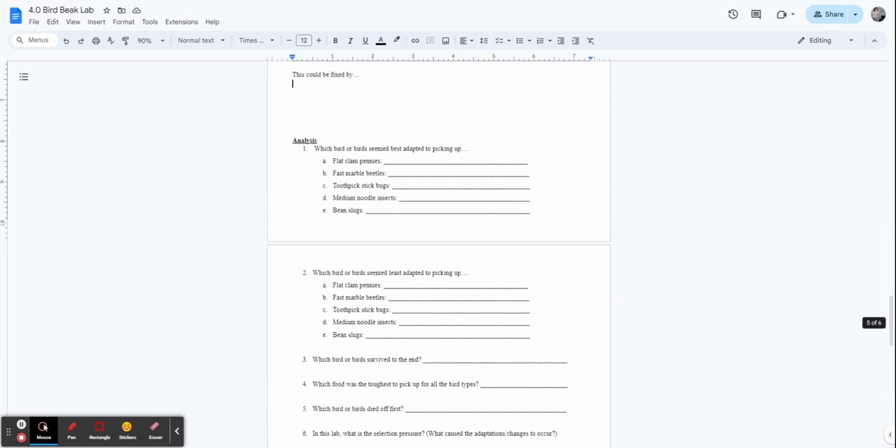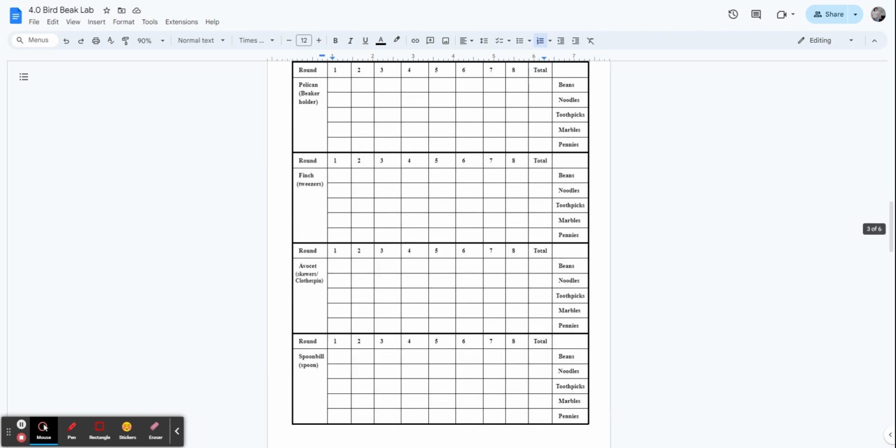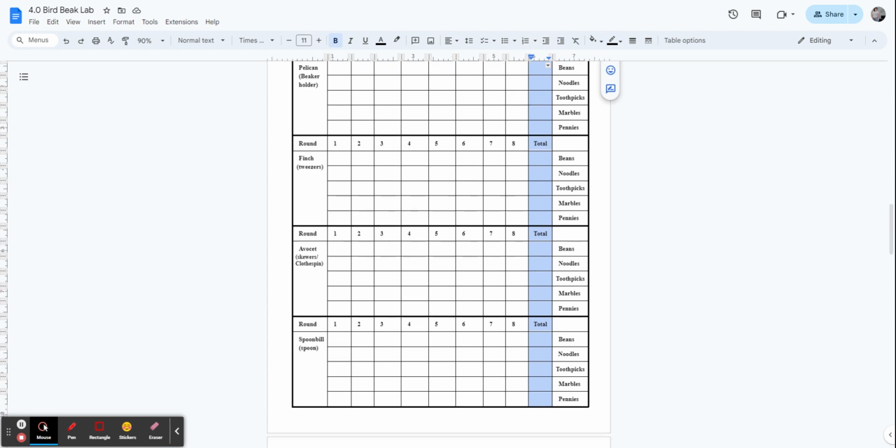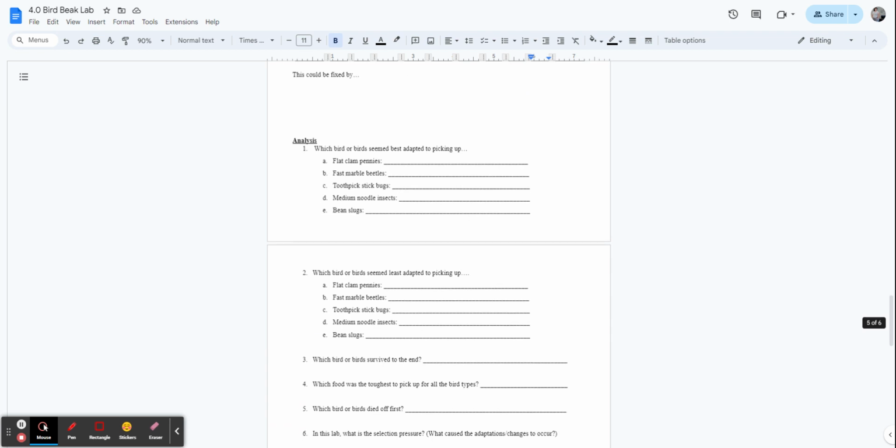Once you have all of this done, you need to answer your analysis questions. Analysis question 1, which bird or birds seem to be the best adept at picking up, and then it has each of the foods. Basically here, you're just looking at which bird picked up the most of each type of food. That is what the column for totals here helps with. So whichever bird has the most beans, they're the most adept at picking up those, and so on. Then the bird that seemed least adapted to picking up each of those, we're looking for the lowest number.